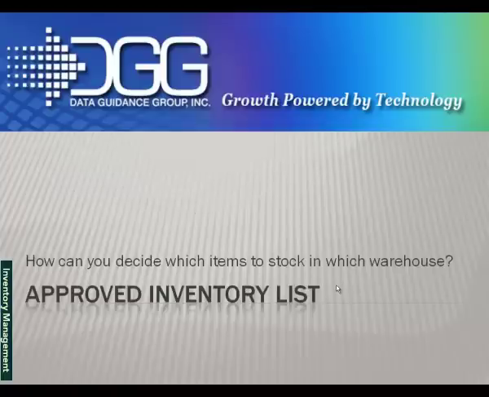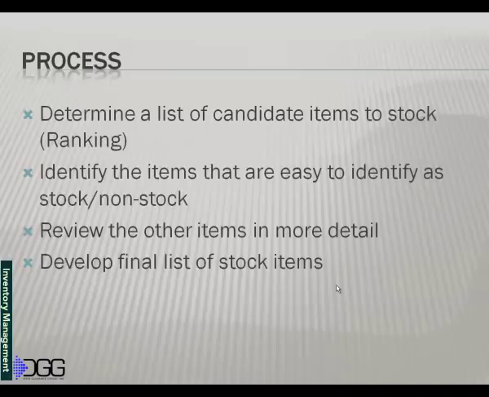All right, so how do we get this approved inventory list? How do we make a decision about what items we want to keep in the warehouse? Well, the process is fairly simple.